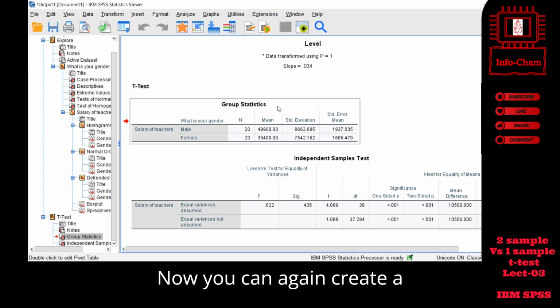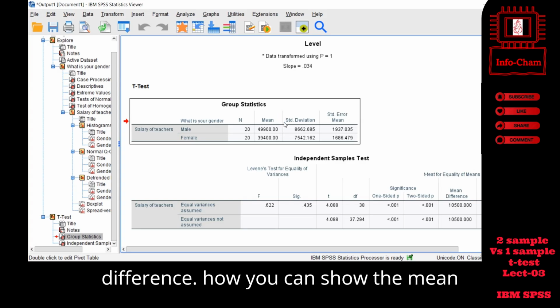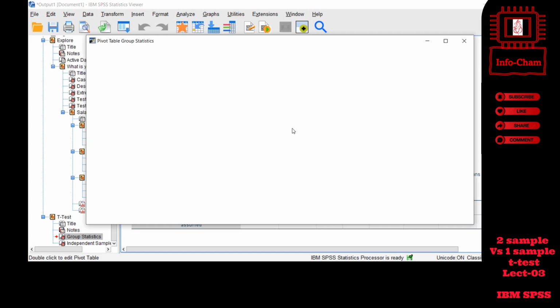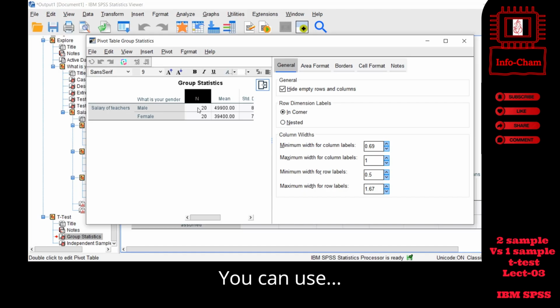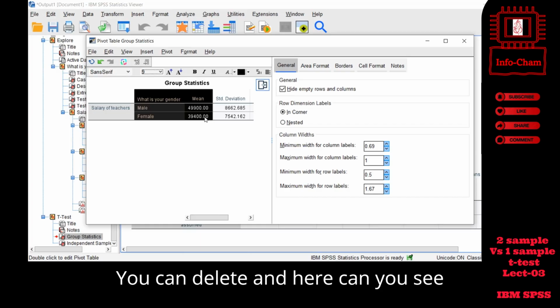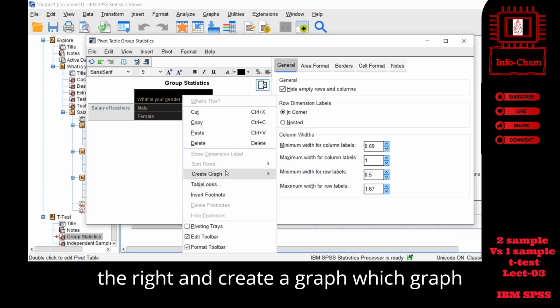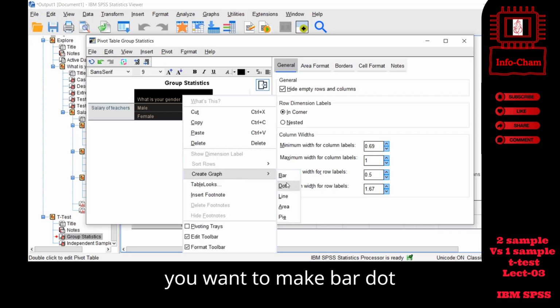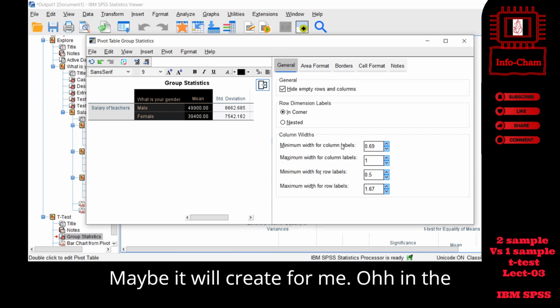Now you can create a graph if you want to show the mean difference. How can you show the mean difference here? Okay, let's see. You can delete, and here you can see gender, male and female, and the average salary. Click on the right and create a graph. Which graph do you want to make? Bar, dot, line, area, pie, as you want. Okay, let's go for the bar. Maybe it will create it for me.